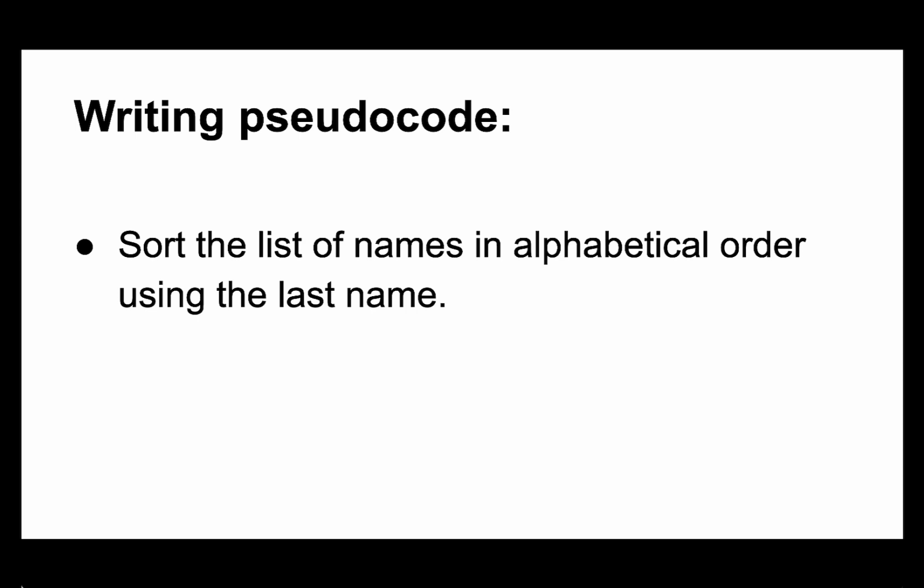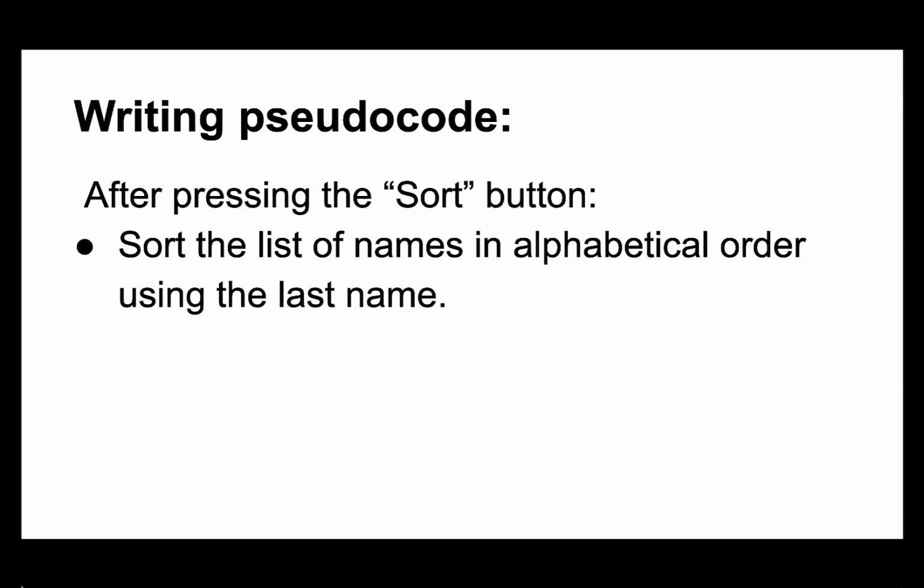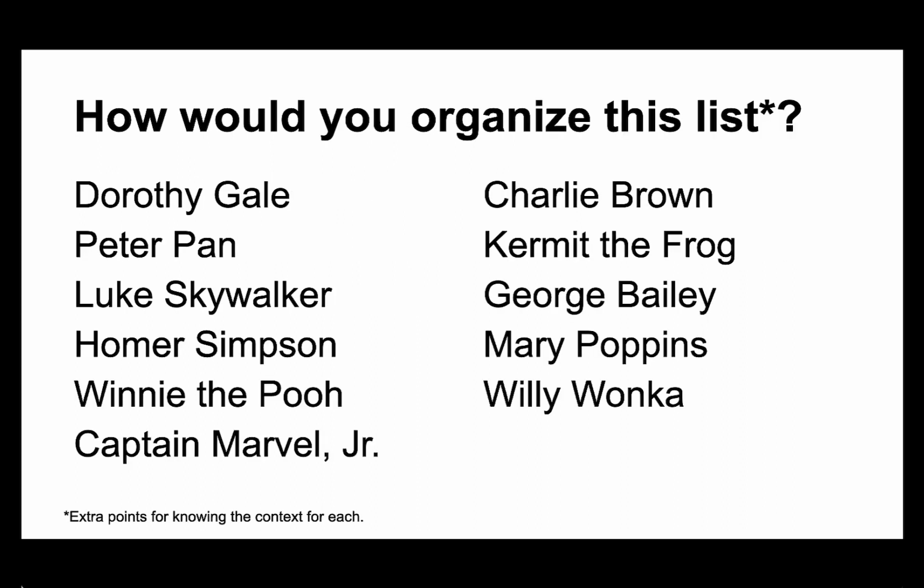And since we are going to be doing some programming, I think it is important that we add one more step to this, and that is after pressing the sort button, then we want to sort the list of names in alphabetical order using the last name. Now, when I go back to the list of names, you might notice that Captain Marvel Jr.